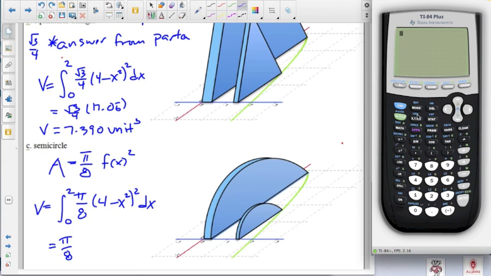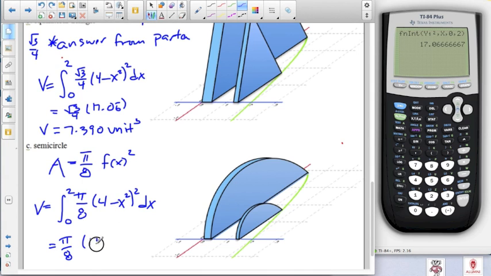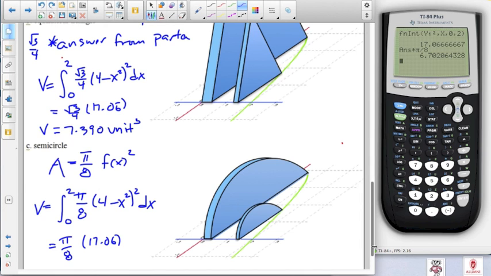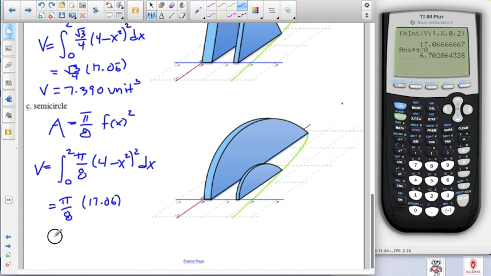And so let's get that back up on the calculator here. That was 17.06 repeating. And so if I take that and just multiply that by pi and divide by 8, the volume for the solid of known cross-section when it's a semicircle is going to be 6.702 cubic units.